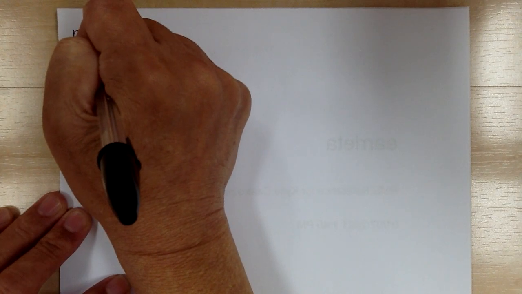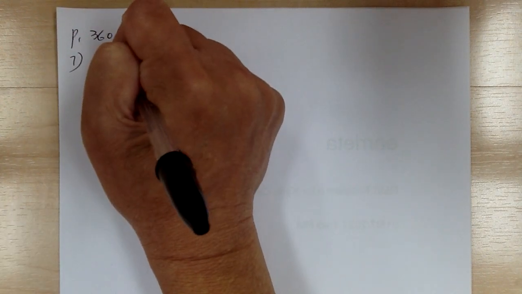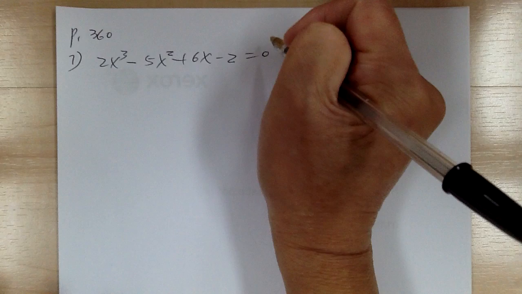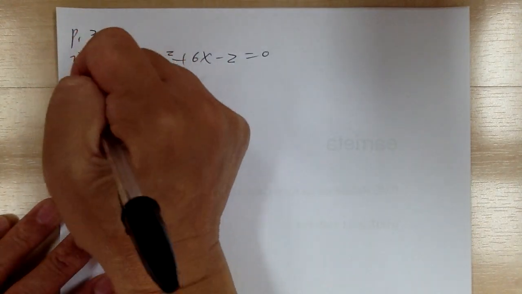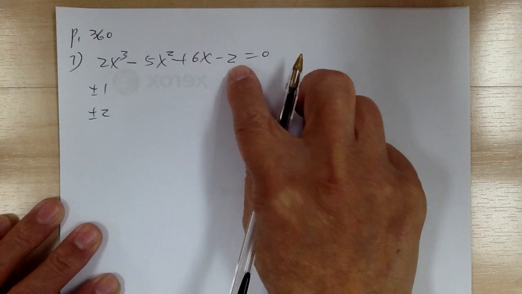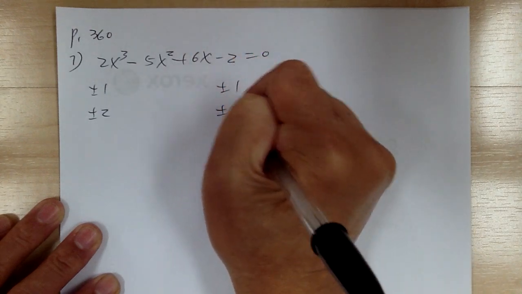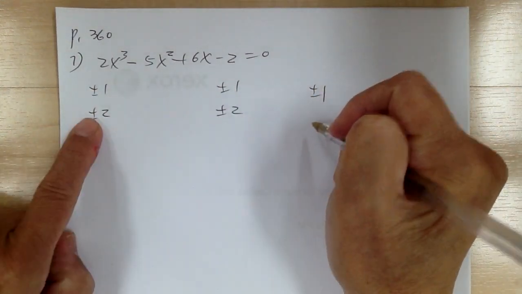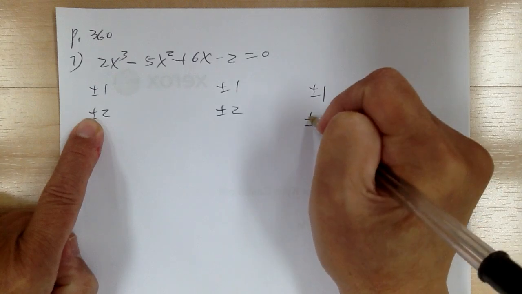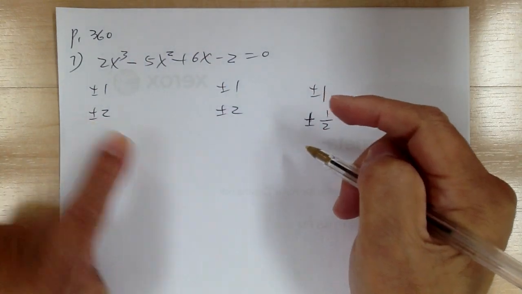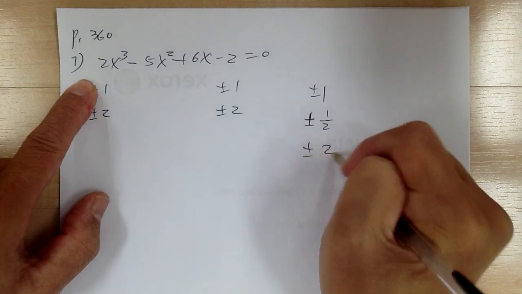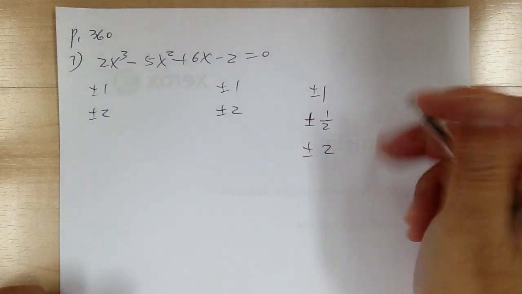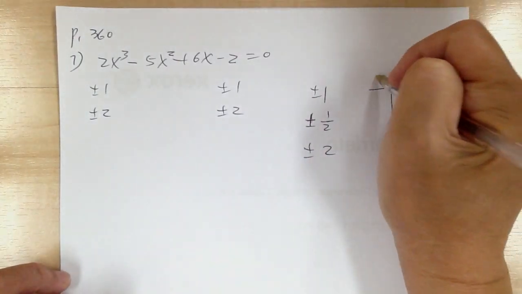Okay, number 7, you have 2x cubed minus 5x squared plus 6x minus 2 equal to 0. The factors of the 2 would be plus or minus 1, plus or minus 2. The factors of this would be plus or minus 1, plus or minus 2. So this over this will give you plus or minus 1, and this over this will give you plus or minus 1 over 2. Again, you have to find all the combinations. This over this would be plus or minus 2, and this over this will give you plus or minus 1, which you already have. So these are the lists. You got 6 possibilities to try.